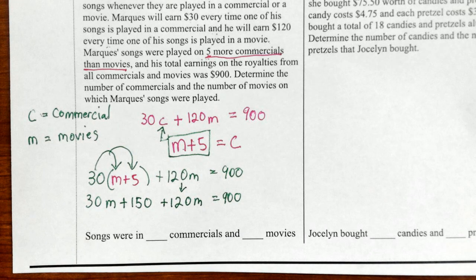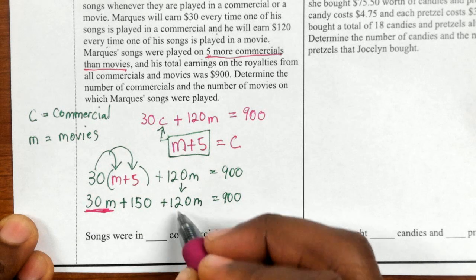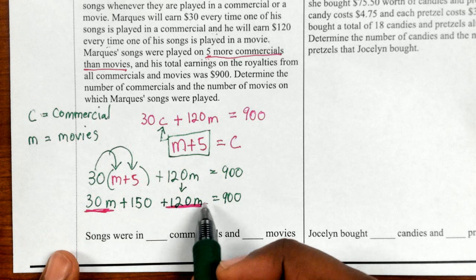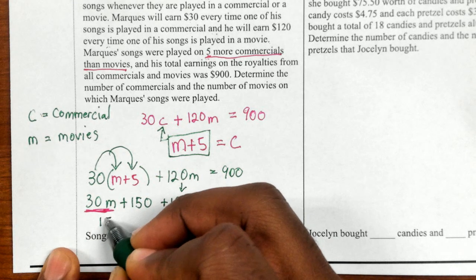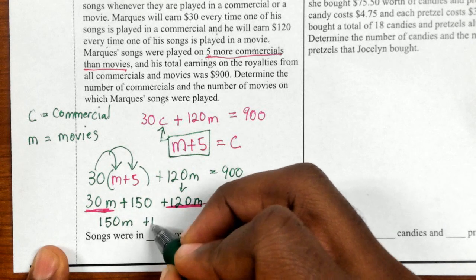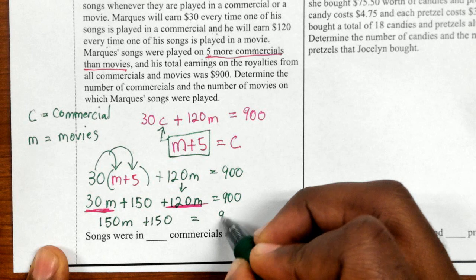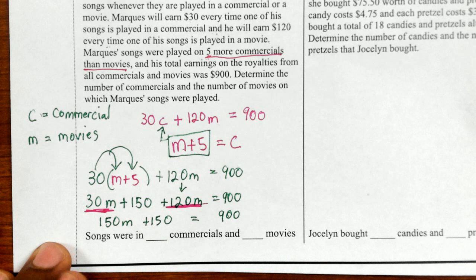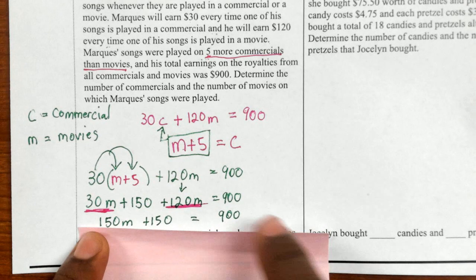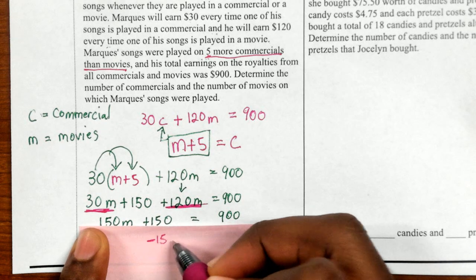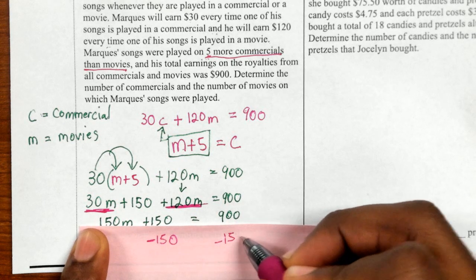So now we're going to combine any like terms. This is an M. This is also an M. So we can combine them. 30M plus 120M will give me 150M, all right? And then the 150 that's right here, you're going to bring it down. And the 900, you're also going to bring it down. So now I need to move this 150 to the other side. To move that 150 to the other side, I'm going to have to subtract 150 on both sides. So I'm going to subtract 150, subtract 150, okay?